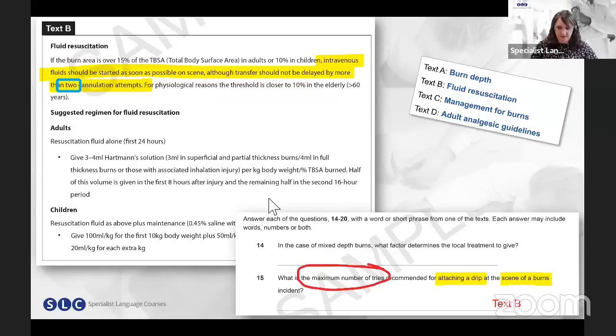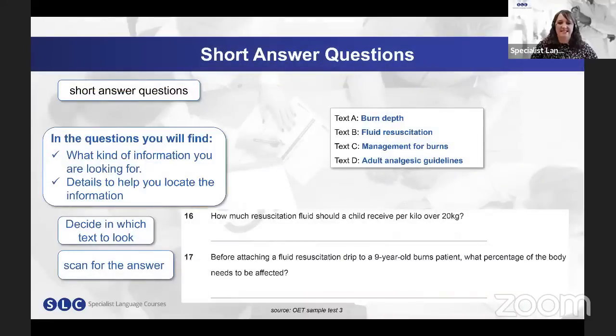All right, so let's take a look at one more question together. So we have got question 16. For question 16, we need to know what kind of information you're looking for and details to help you locate that information. So if we read question 16, how much resuscitation fluid should a child receive per kilo over 20 kilograms? So here we've got how much resuscitation fluid.